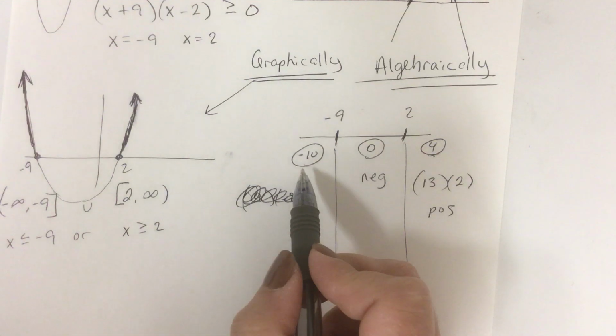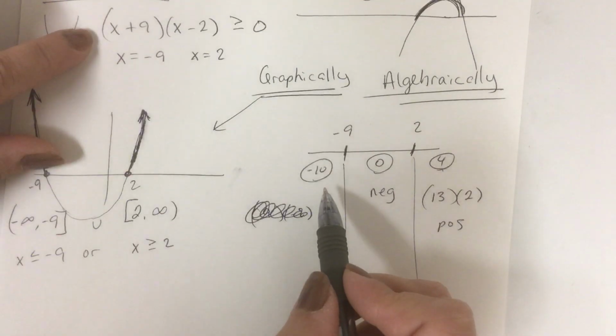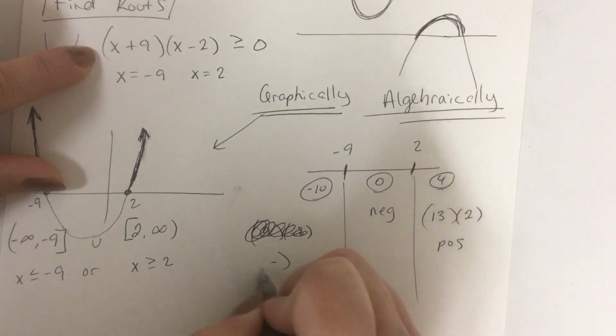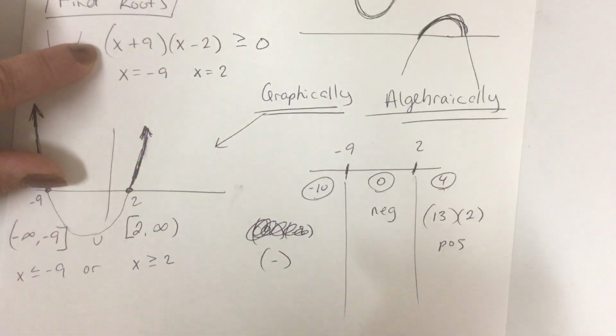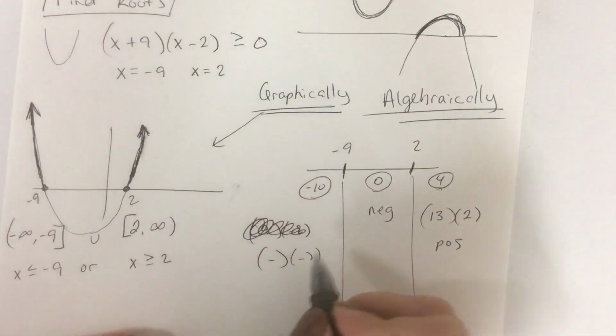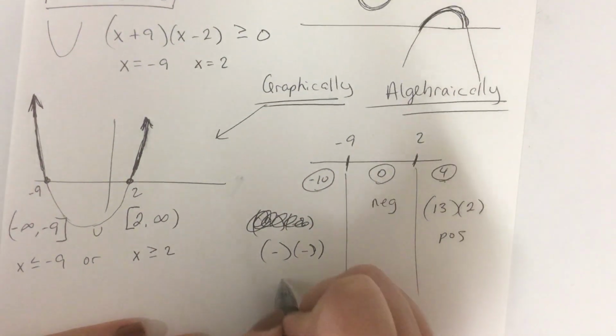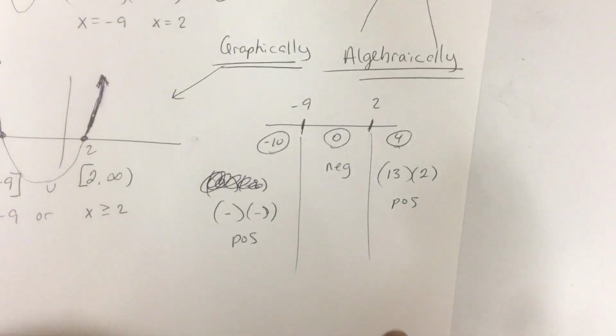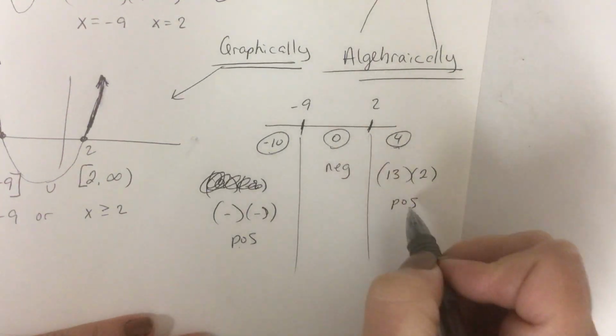Then if I do a negative 10, negative 10 plus 9 gives me a negative. I'm not even going to put negative 1. It's just a negative. If I take negative 10 minus 2, I get another negative. Two negatives makes a positive. So my results are positive, negative, positive.